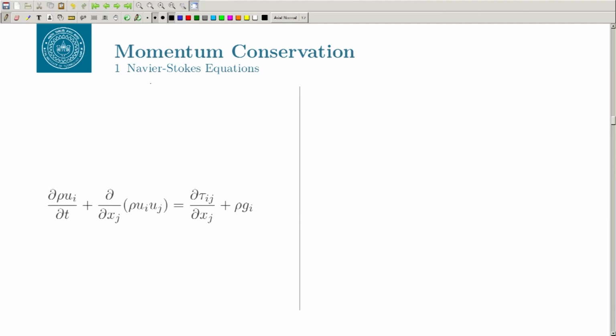Hello everyone, welcome back. In the last class we derived the mass conservation equation using the Reynolds transport theorem, and we said that depending on what extensive quantity you are going to use, you can derive the mass conservation, momentum conservation or the energy conservation equation. So, today we are going to derive the momentum conservation equation.